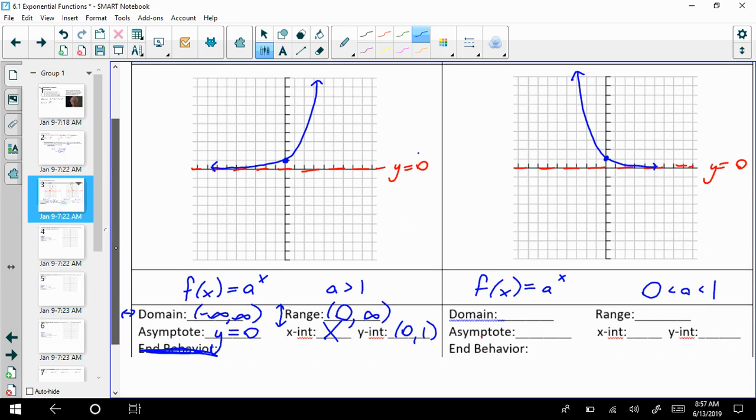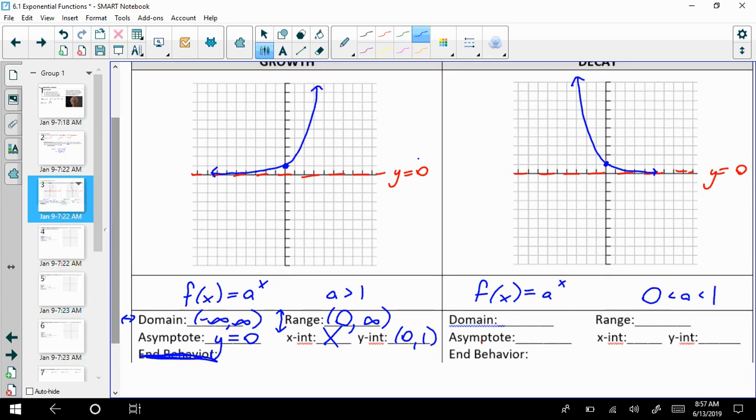So let's do the domain. How far left does it go? Well, it keeps going to the left. How far right does it go? Well, it keeps going to the right. So my domain is negative infinity to infinity. Again, that will always be the domain for exponential functions.